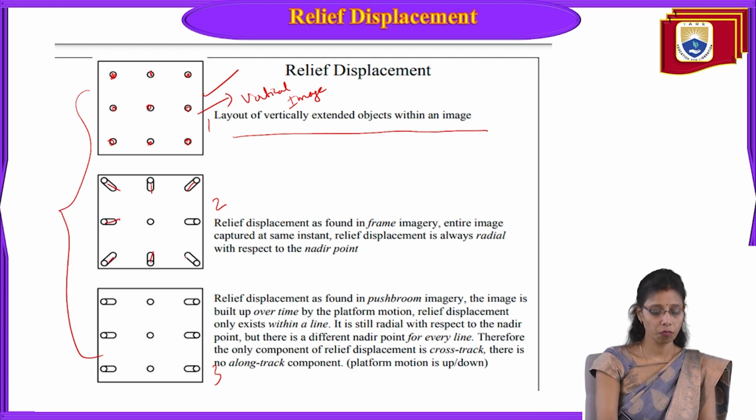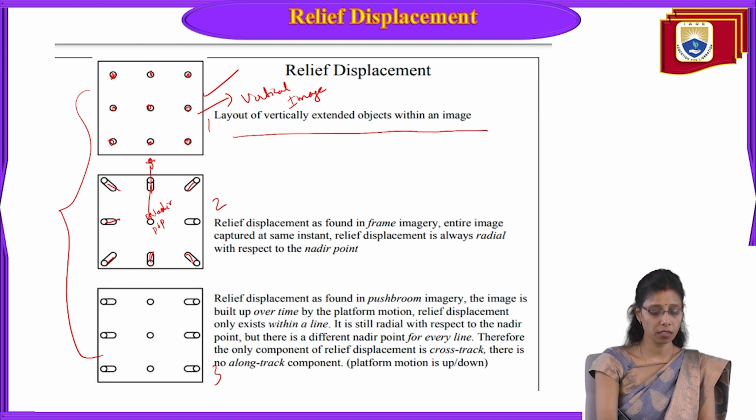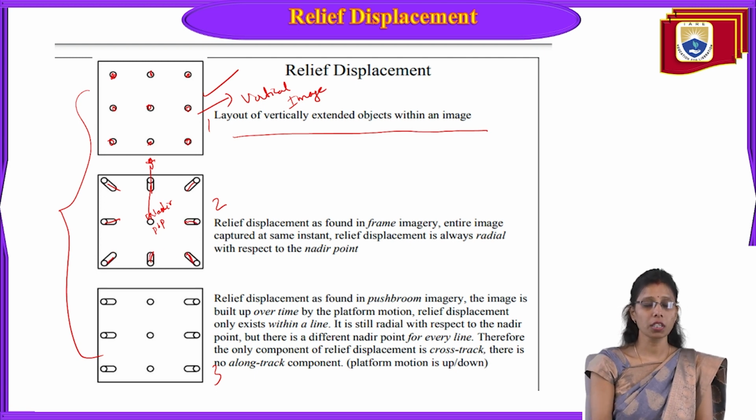If the camera is somewhat on the top, here is the nadir and PP. When it captures the image, this building has appeared vertical, but the rest of the buildings have appeared in side view. So this image can be used for the measurement of the height. Relief displacement, as found in frame imagery, is captured over the entire image at the same instant. Relief displacement is always radial with respect to the nadir.